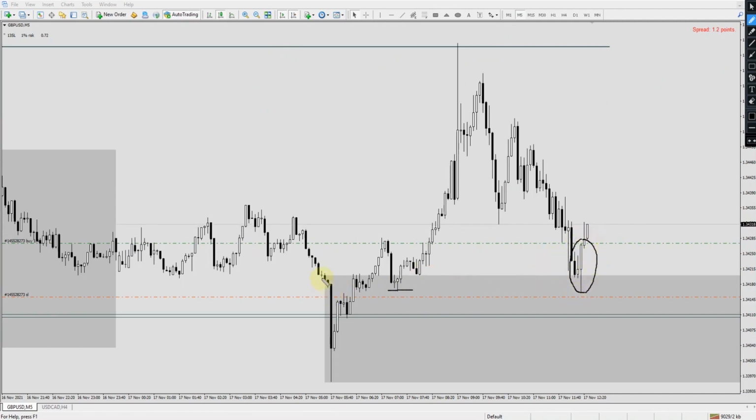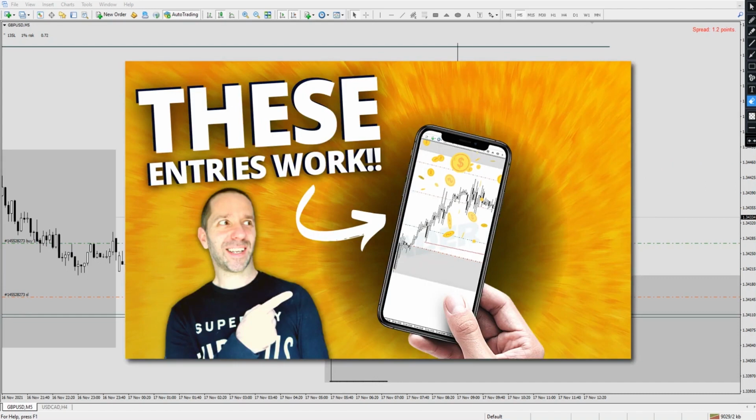Now I didn't take a set and forget strategy entry off this actual zone. I've waited for a candlestick pattern to occur. Now of course you can look for confirmation entry here as well, and that is again you'll learn in much more detail in another video when I go through those different types of entries that you should be using in your trading with a supply and demand strategy.